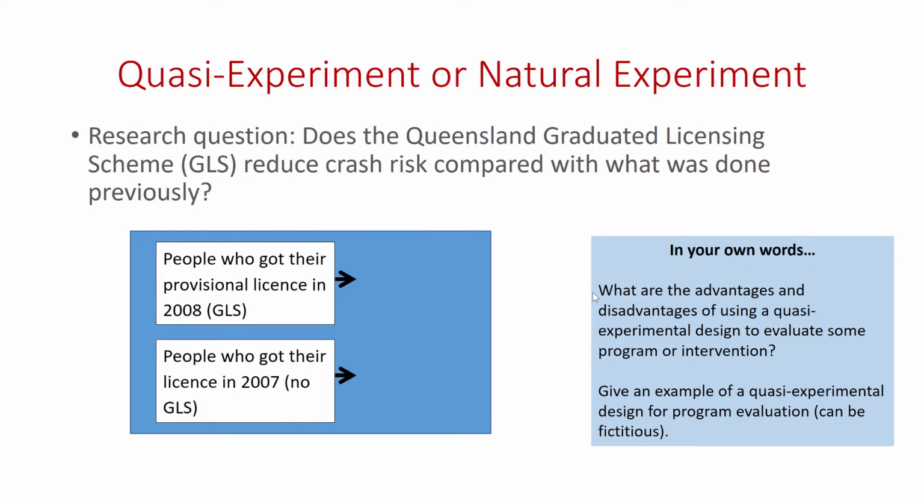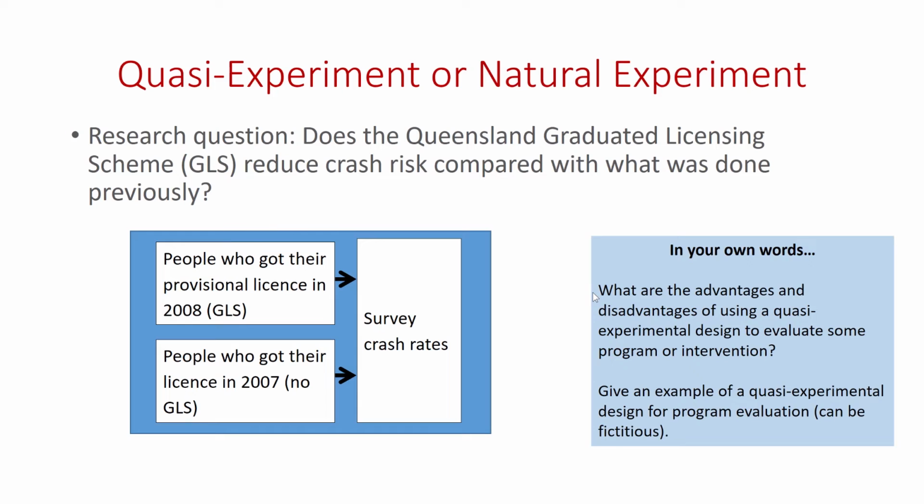But this is not a true experiment, this is a quasi-experiment, because there isn't random assignment between the 2 groups. But we've got our 2 groups, and then we survey how many crashes they have following this. So the advantage of this is that it's doable, in the sense that to do this sort of study as a true experiment would be really, really hard. There would be the practical issues. We're talking about tens of thousands of people who are going through this licensing scheme.